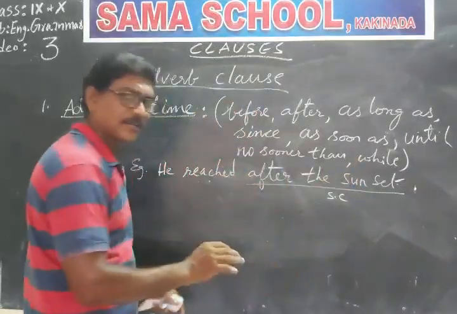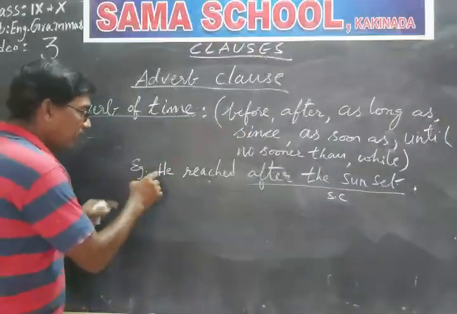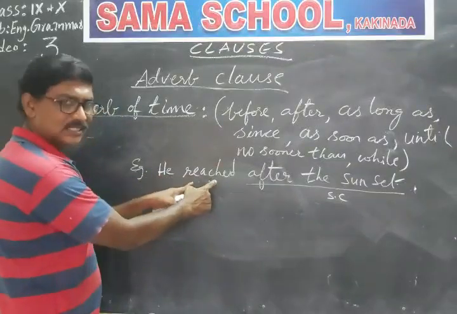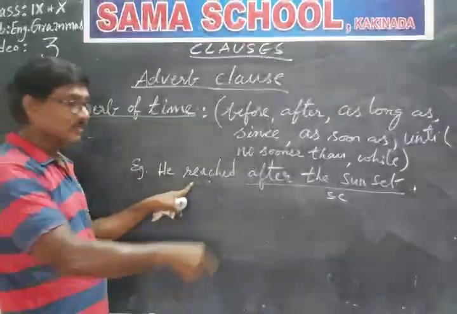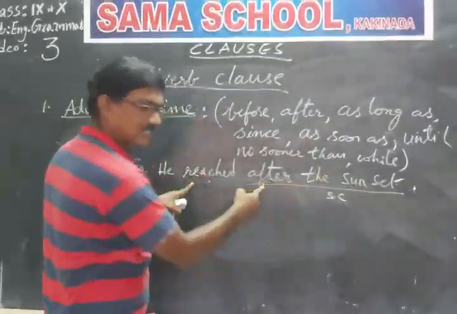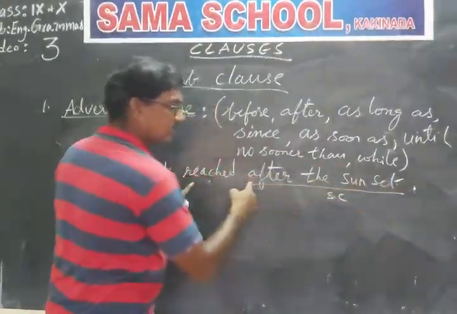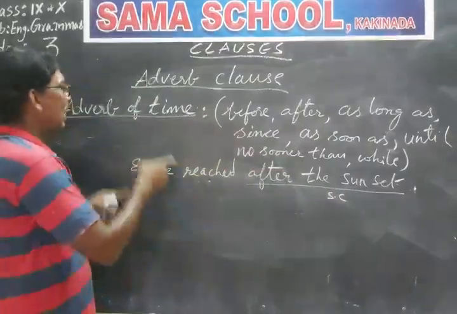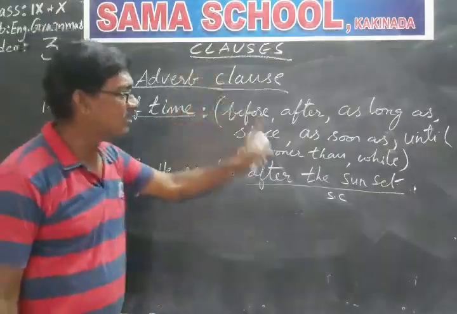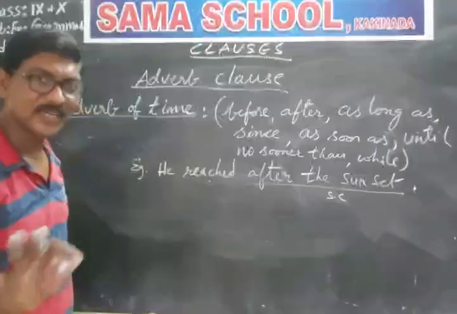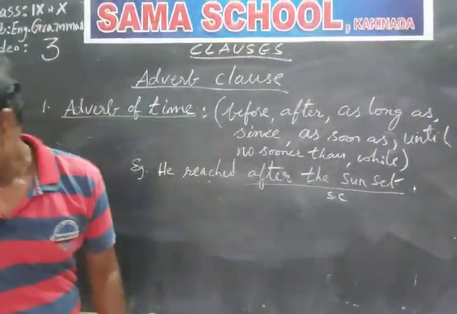Now, he reached. Reached is a verb. He reached after the sunset. After is a conjunction. It is a clause. So it is an adverb clause of time. Is it clear?